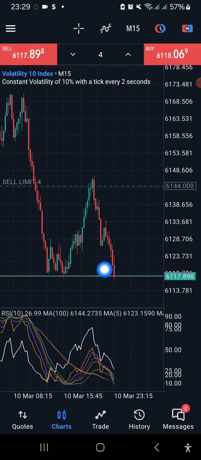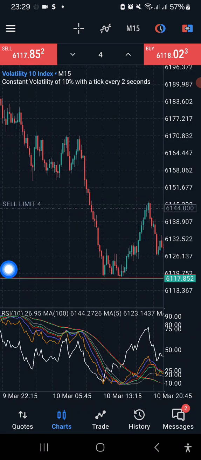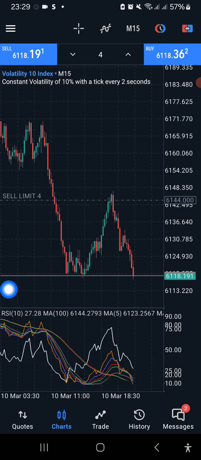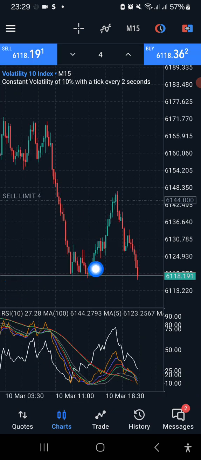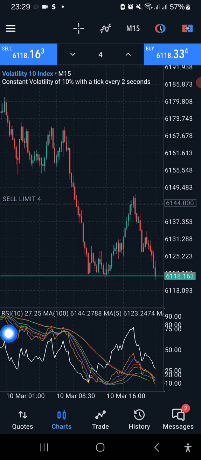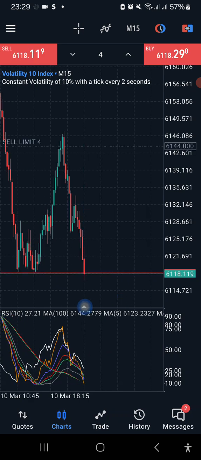Let's say we are seeing some support here, so we think maybe the support might not be broken, so we are going to place a sell stop. So let's say we think that if this support is broken, then let's enter the market at this price, or let's come down, let's enter the market around 6114.